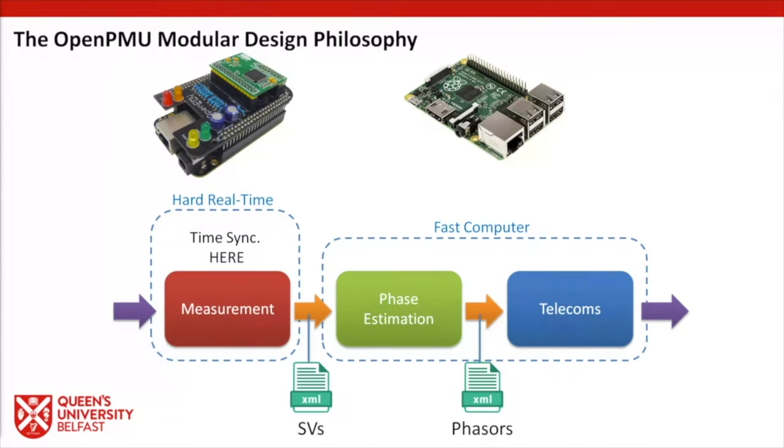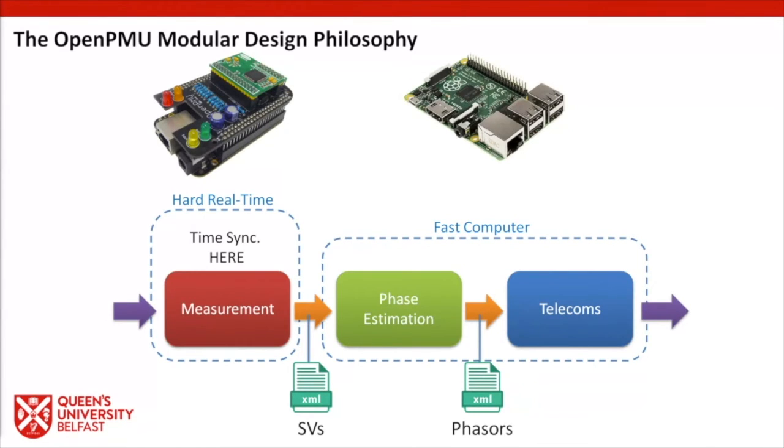And in our case, whenever we talk about needing a fast computer, well, remember that the origins of OpenPMU started about 12 years ago. At this stage, a fast computer used to be something with an Intel processor in it, but the developments in single board computers now mean that a fast computer is a Raspberry Pi.